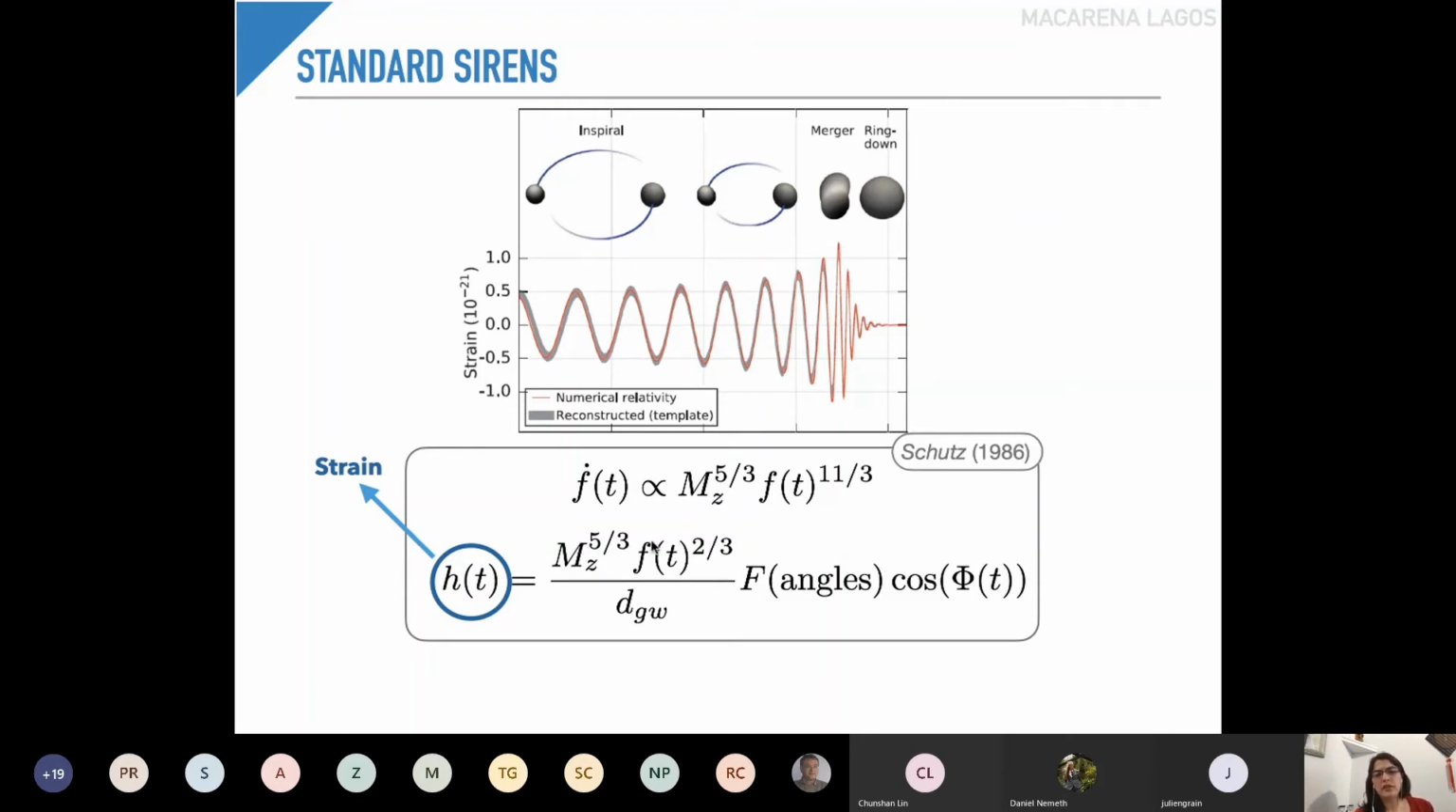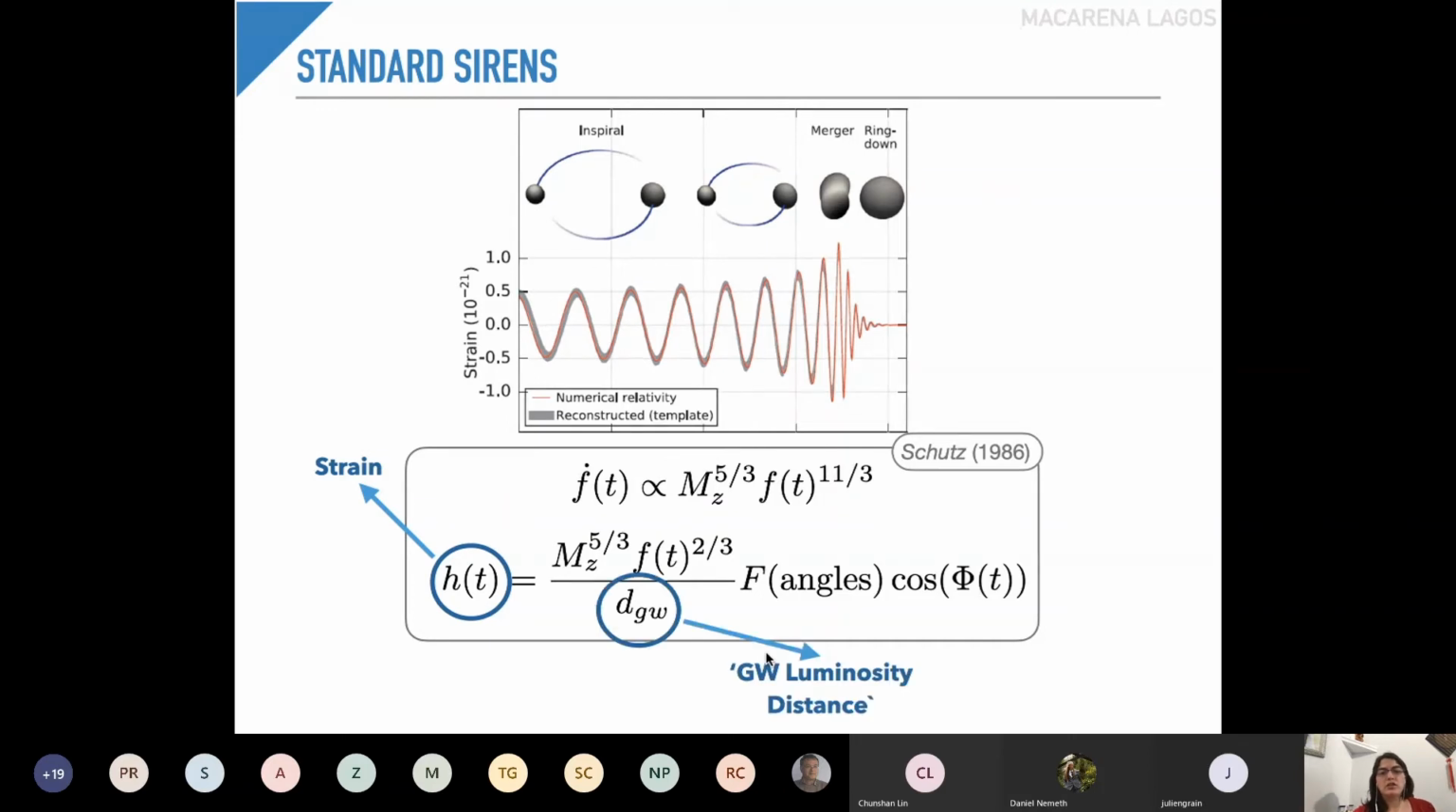Then you have here the frequency. Here you have just the phase of the gravitational wave signal. Here you have f of angles. This is just a function, again, that encodes the information of how the gravitational waves interacts with the detector. So it is a function of the position of the source and also the inclination of the binary. But in principle, it is something fixed for a fixed source. And then we have this distance here.